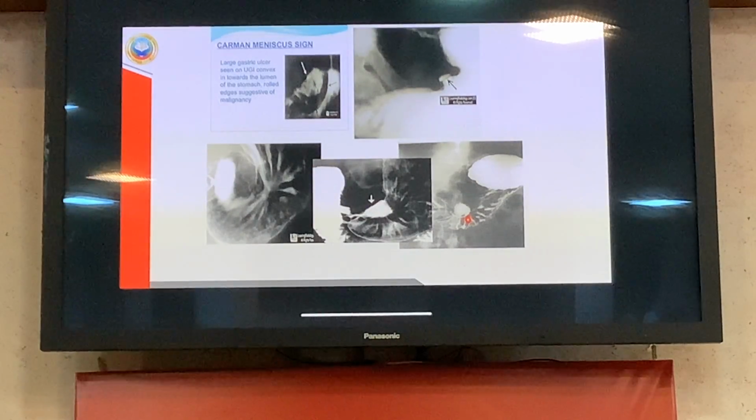Is this point understood or not? Because this is important. If the fold reaches the ulcer crater, it is something benign. If you look at this fold, reaching to the ulcer crater or interrupted, interrupted indicates a malignant lesion.